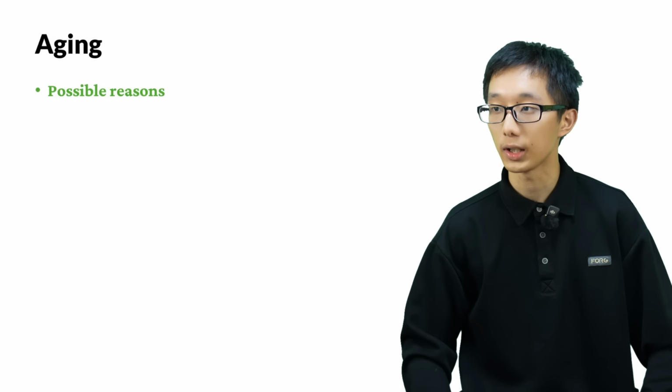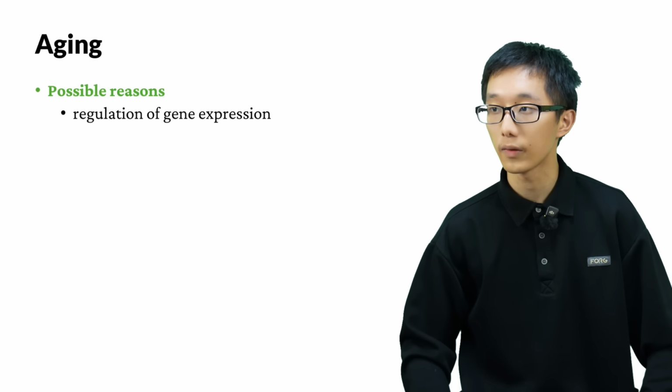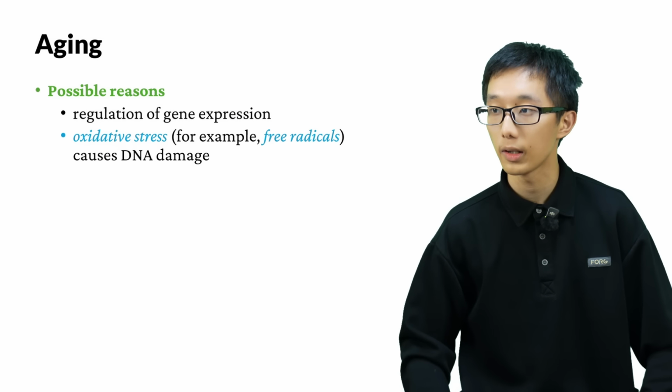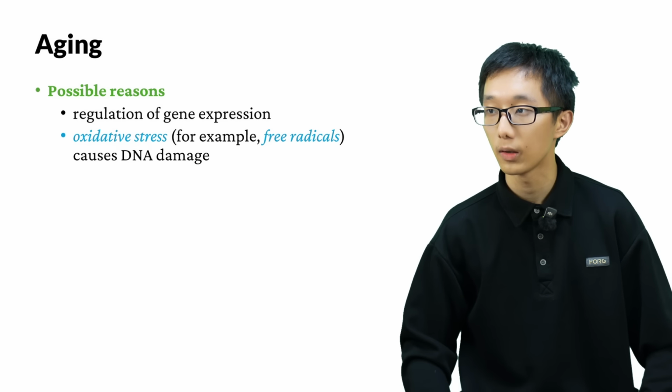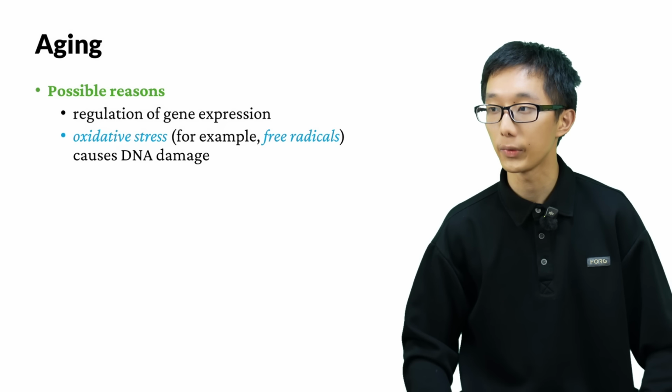Some possible reasons for aging include these. The regulation of gene expression is disrupted, or gene expression is changed. There is extensive oxidative stress. For example, free radicals occur in the brain. Free radicals are chemical substances that have unpaired electrons. They are very reactive and can disrupt the function of cells by disrupting proteins or other molecules. We usually have a mechanism of recycling and dealing with free radicals. However, this mechanism is not perfect, and free radicals can build up in our brain as we age. They can cause DNA damage and damage our cells.